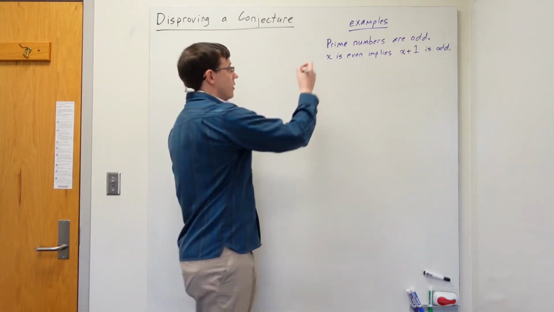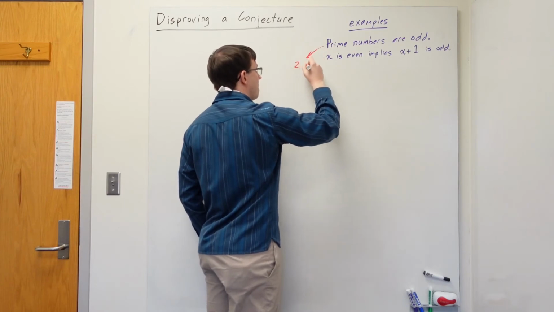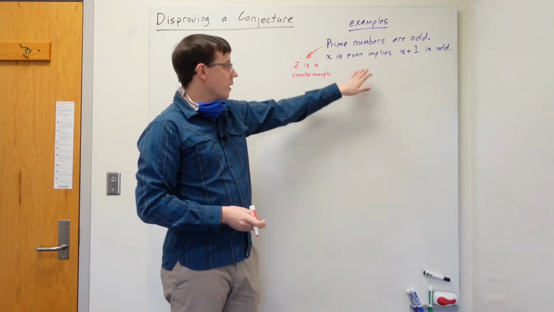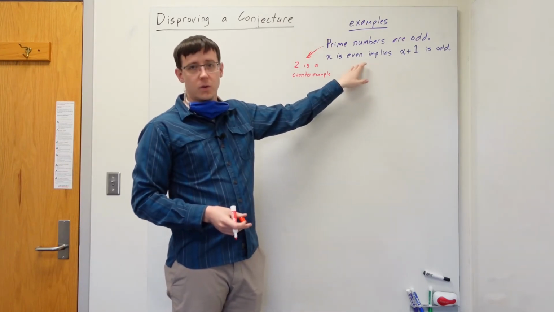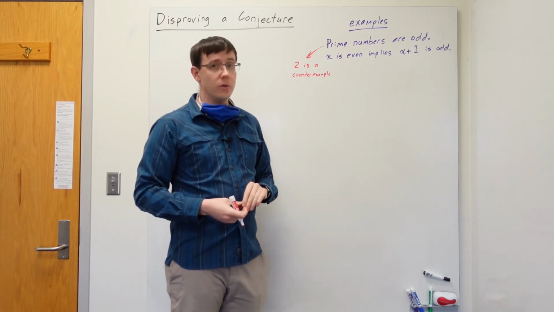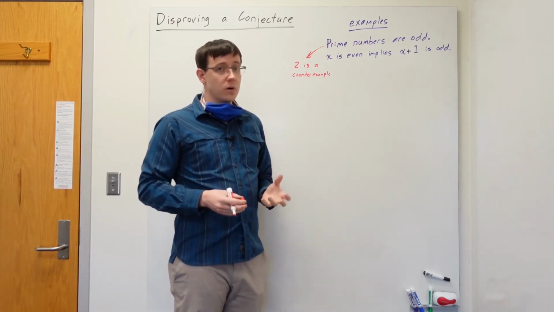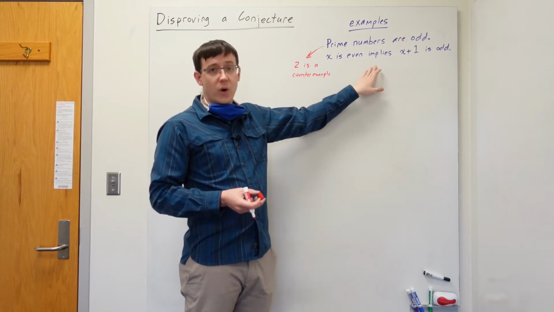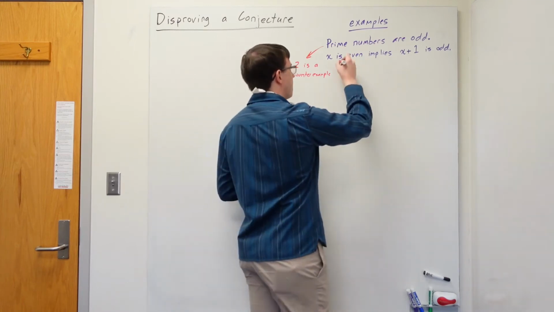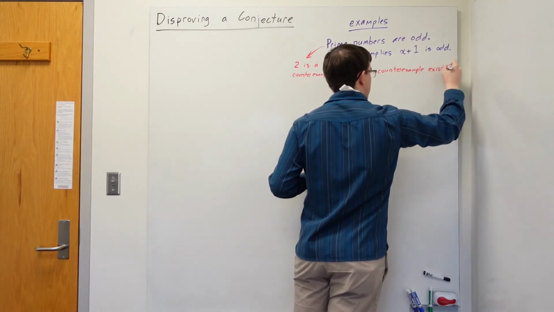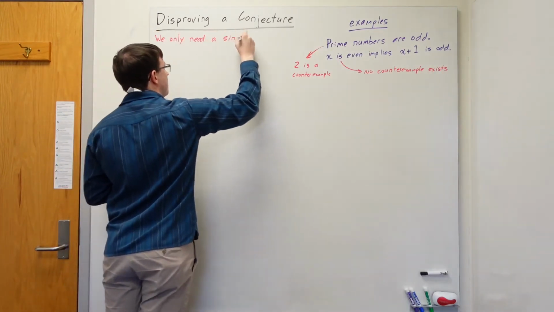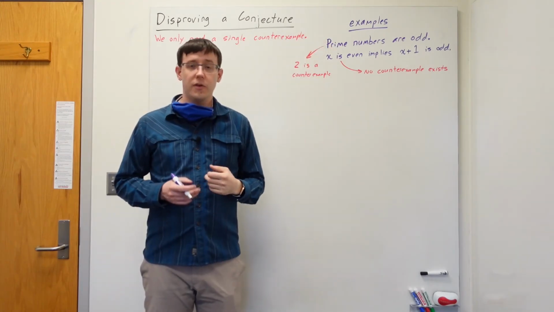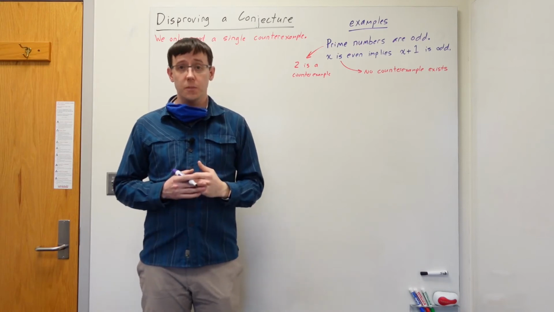So for the first conjecture, 2 is a counterexample, which means that this statement is false. And for this second statement, well, we just proved it to be true, and so if there were a single counterexample, it would be false, so we know that there must be no counterexamples to this statement. So for these examples, we know whether they are true or false, but let's go back to our example where we're not sure.